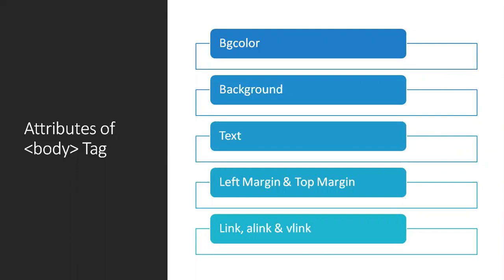The first is the bgcolor, which helps to change the background color of your web page. Second is the background. It helps to put an image on the background of your page. Third is the text. Whatever text is written on your web page, we can change the color of that text using this attribute. Then come leftmargin and topmargin. They give your web page a margin from the left and the top. And last are link, alink and vlink. We will explain them as the topic comes up.